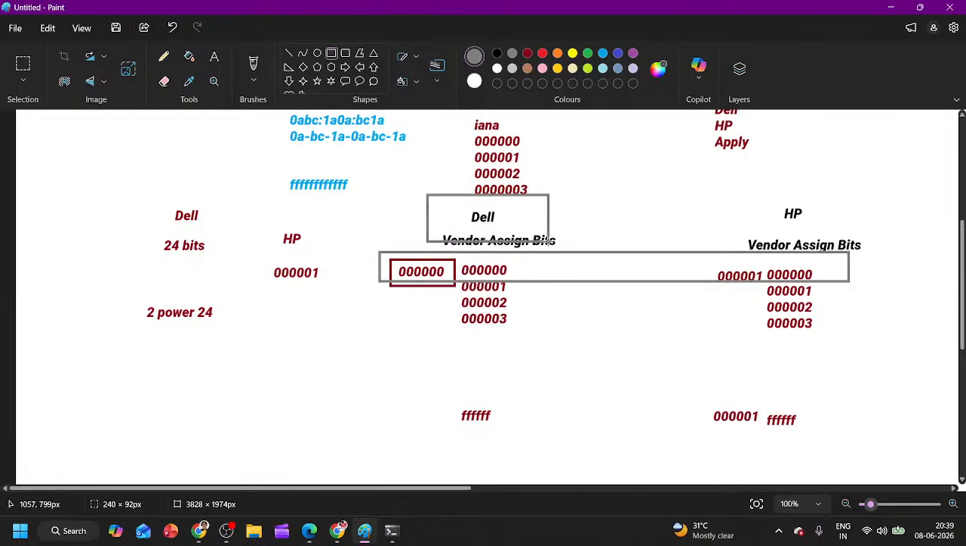Done. So Dell has unique MAC addresses, 2 power 24 MAC addresses with the help of one OUI. Similarly, HP also has 2 power 24 unique MAC addresses with the help of one OUI. And now both companies can assign these MAC addresses to their NIC ports.